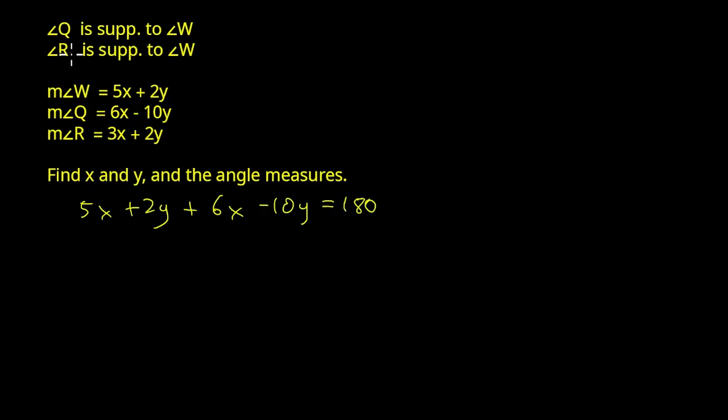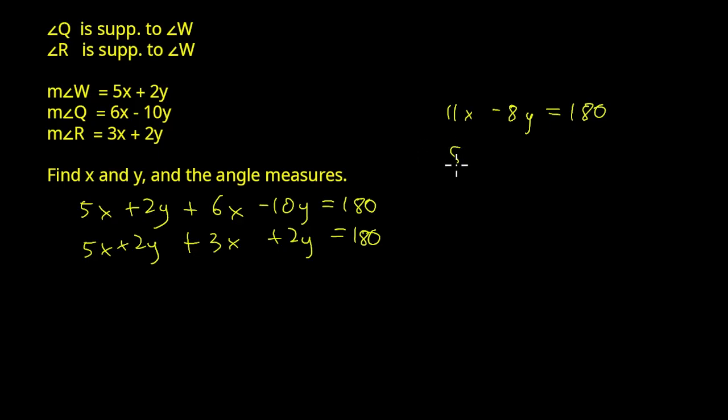And then also angle R supplementary to angle W, meaning that these two angles also add up to 180. 5x plus 2y plus 3x plus 2y equals 180. So now we'll move over here and get these in a form that we can do elimination. So collecting like terms, 11x minus 8y equals 180. And then down here, 8x plus 4y equals 180.